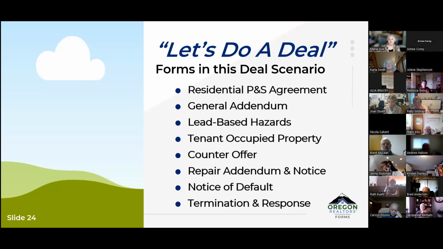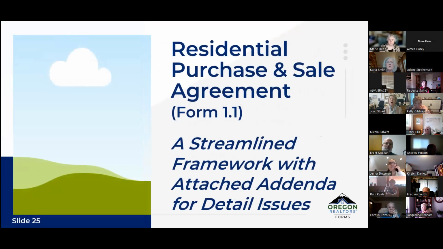We're going to actually do two different scenarios, one where they close it and one where they terminate it. So you can kind of see how this all works. So let's get into it. Let's talk about the residential purchase and sale agreement. One of the things you're going to like is that we've condensed everything to the first page and a half. The rest of it ends up being just verbal words that people need to read and go over, but there's nothing you have to fill out.